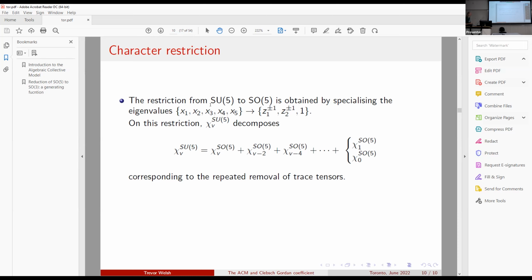So you have this one-row representation. You get the corresponding SO5 representation. Taking out a single trace gives you that, where the index is 2 less, because the trace takes away 2 terms or 2 boxes from the end of the diagram. And also you get v minus 4, and the index here decreases by 2 at each stage. So at the end of this line, you either get chi subscript 1 or chi subscript 0.